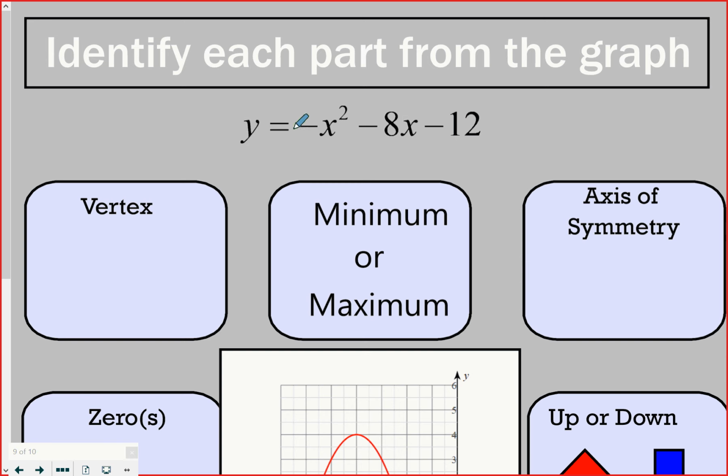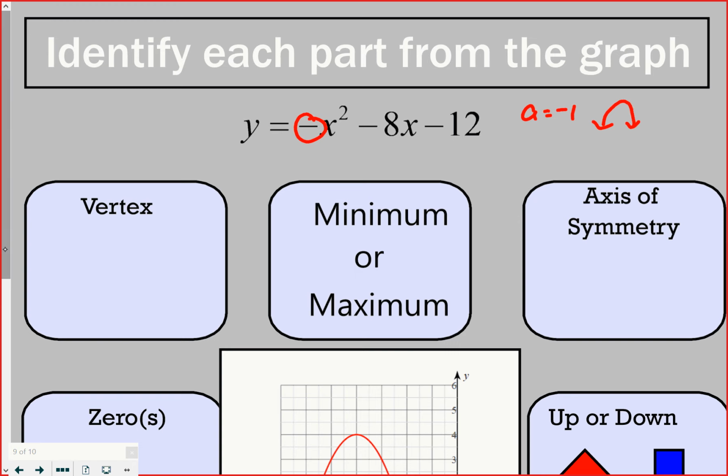Right off the bat, I see that my a is negative. My a is negative 1. So if my a is negative, that means my graph should be opening down, right? So by just looking at the equation, I should be able to identify what my graph is doing, whether it's opening upward or if it's opening downward.